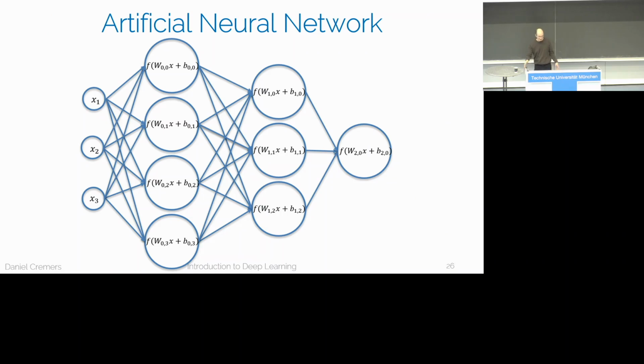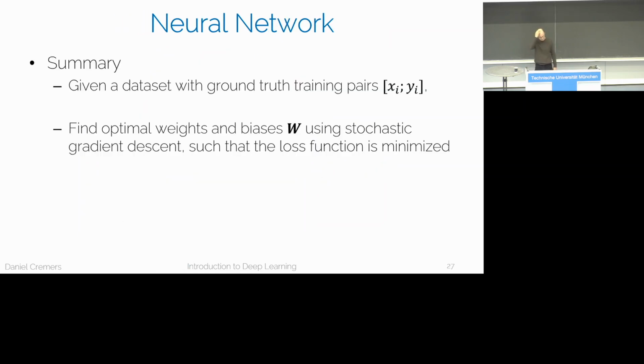So back to, this is a class not on biological neural networks, but on artificial neural networks. So let's go back to that. To summarize, given a data set with ground truth training pairs, we can find functions, we can fit data, we can find optimal weights and biases using gradient descent, stochastic gradient descent. We'll see that in a bit in this class, how that works, such that the loss functions are minimized, such that we can reproduce the training data as best as possible.